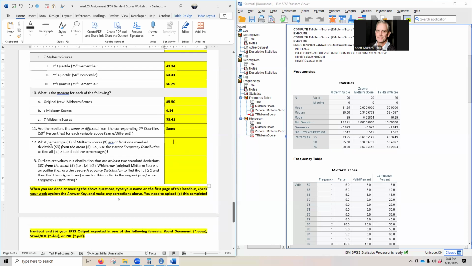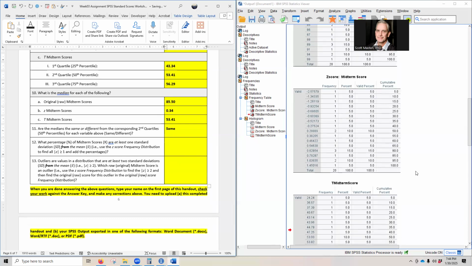Almost done. What percentage of midterm scores are at least one standard deviation from the mean? Use the Z-score frequency distribution to find all Z greater than or equal to 1. All right. I used to not give the hint, so that sure makes that a little bit easier. So we've got to go to the Z-score frequency distribution, and we want to count all Z-scores that have an absolute value, up or down, of 1 or larger. And we need the percentage.